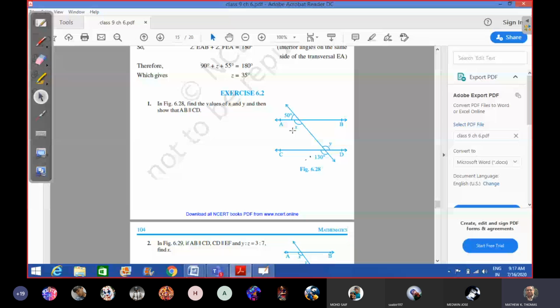No, these are not parallel, so don't use corresponding. You have to prove that they are parallel. Corresponding, alternate, everything can be used only if the lines are parallel. Like in this question, they are not parallel, okay? So this first part is 130 degrees because of linear pair.